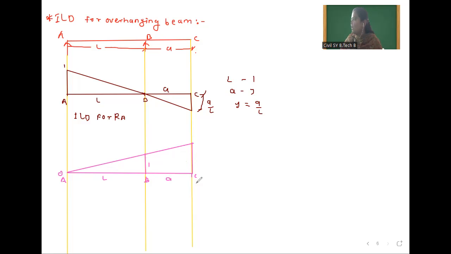Now we have to consider this triangle. So this distance is for L, value 1 meter. For L plus a we will assume y. So y is equal to L plus a divided by L.